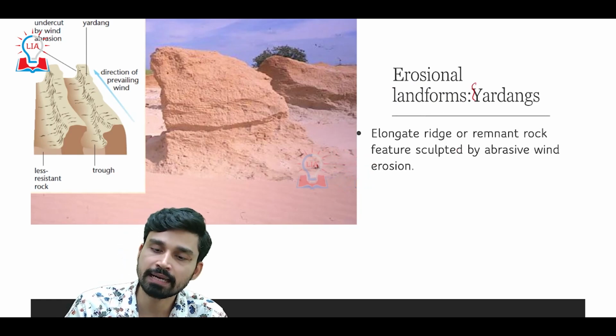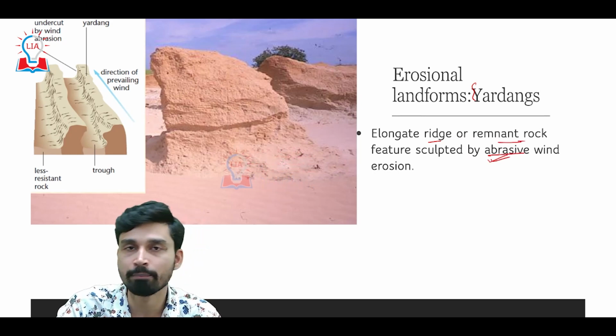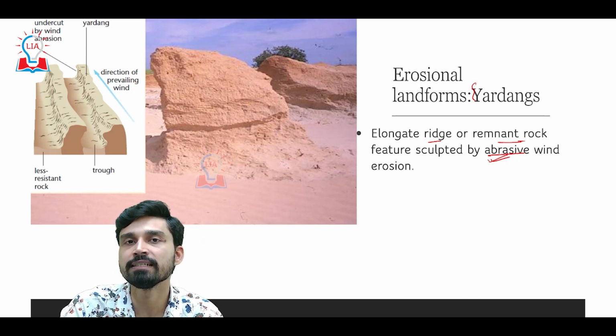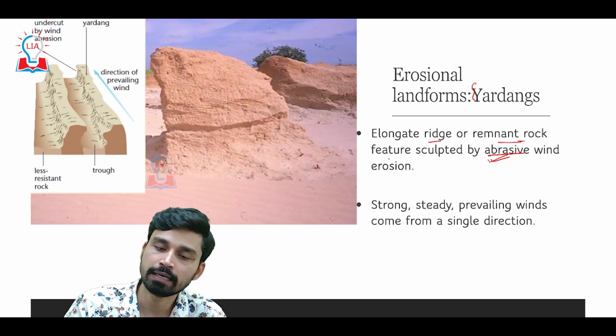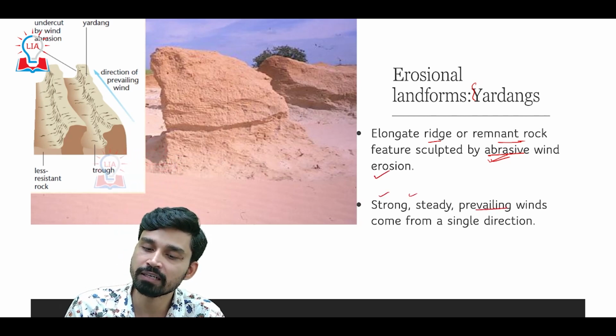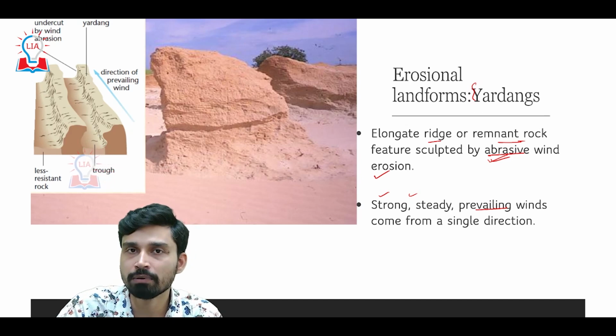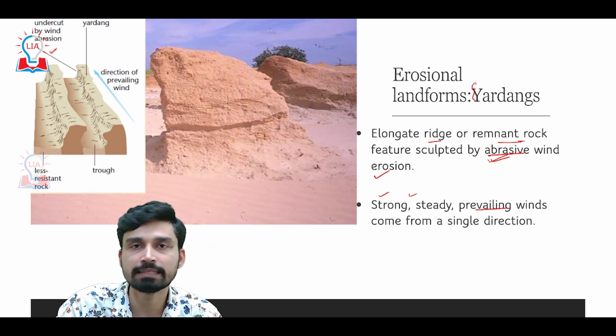Yardangs can be defined as elongated ridges or remnant rock features that have been sculpted by abrasive wind erosion. Abrasion is a process by which we see the disintegration, the denudation of the desert surface or rock surface, due to the movement of wind. This happens due to strong, steady prevailing winds that are always moving from the same direction. For example, if you look at this picture here, we can see how the yardangs have been shaped.